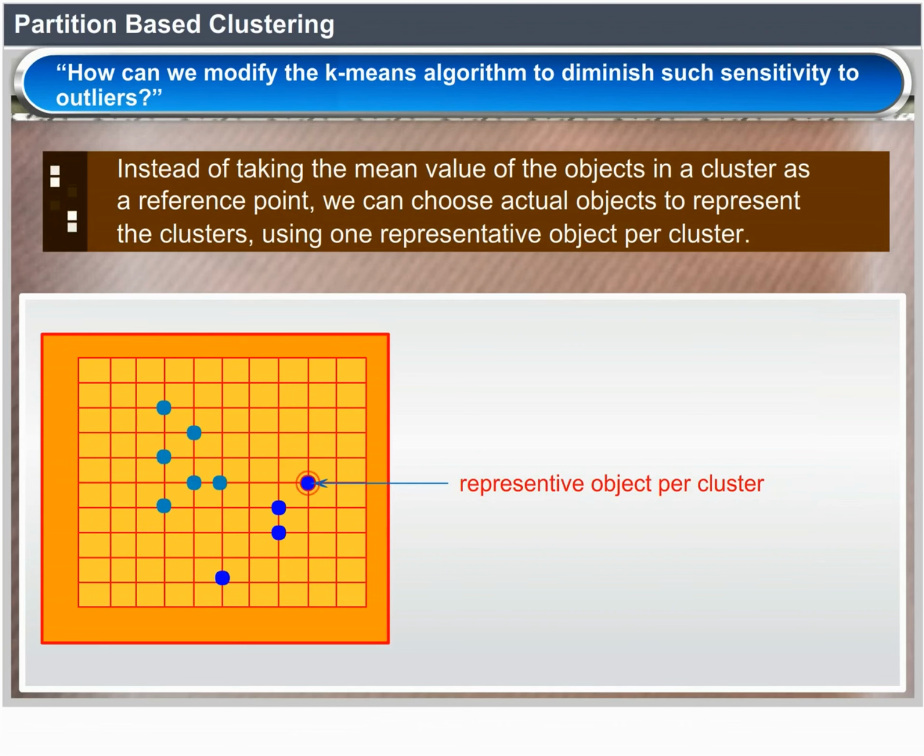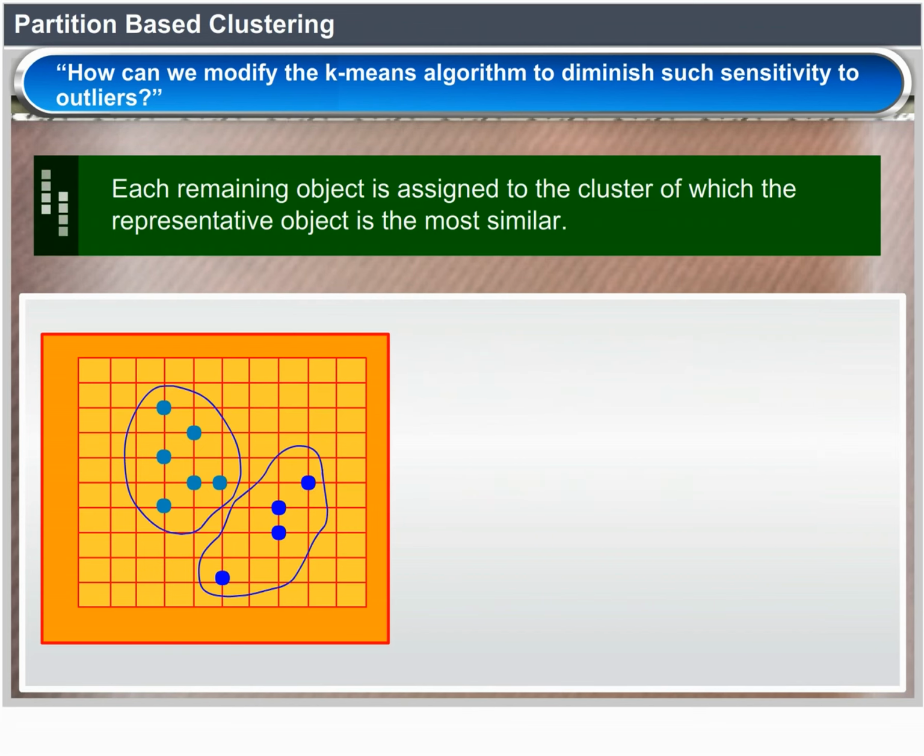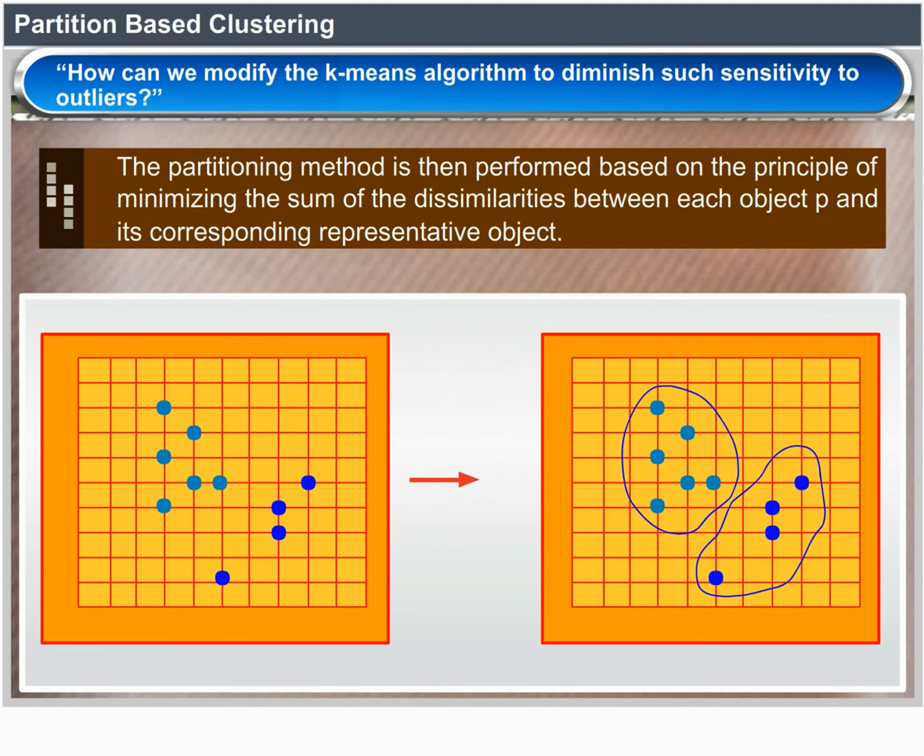Instead of taking the mean value of the objects in a cluster as a reference point, we can pick actual objects to represent the clusters, using one representative object per cluster. Each remaining object is assigned to the cluster of which the representative object is the most similar. The partitioning method is then performed based on the principle of minimizing the sum of the dissimilarities between each object p and its corresponding representative object.